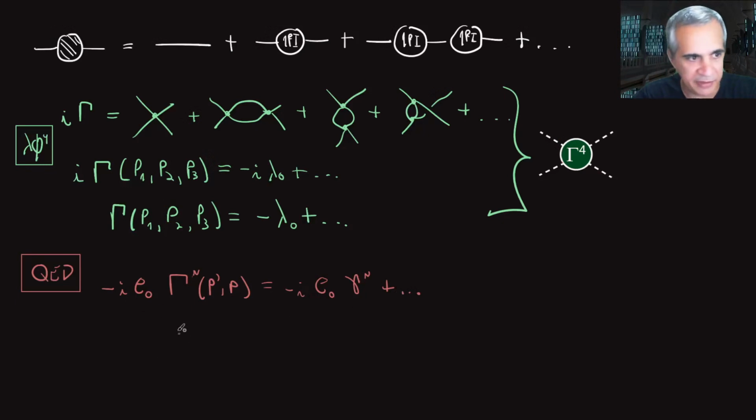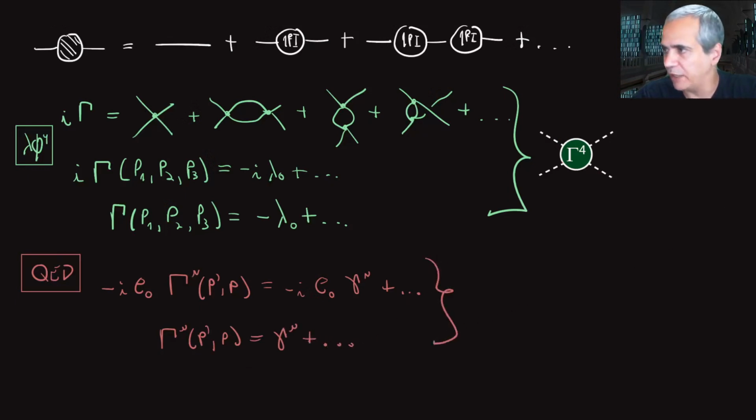Right? With this definition, then gamma mu of p', p, which is chosen in this case to be the momentum of the fermions, right? Going into the vertex, will go like this, and that's what defines the gamma, the vertex function for QED, which in this case is a 3-momentum vertex.